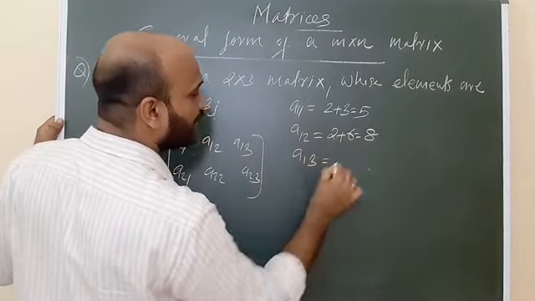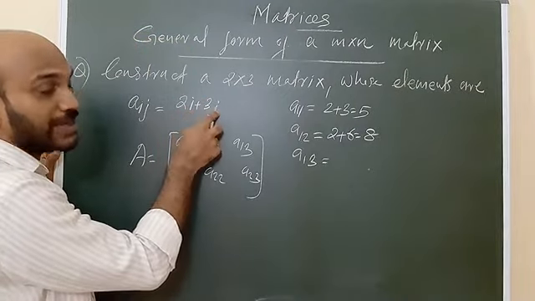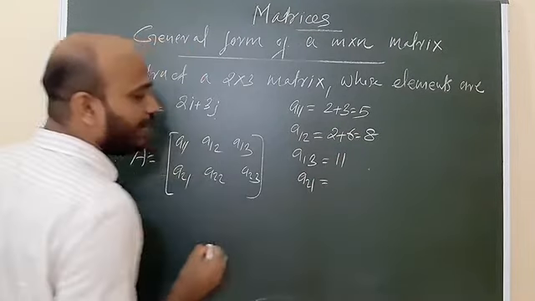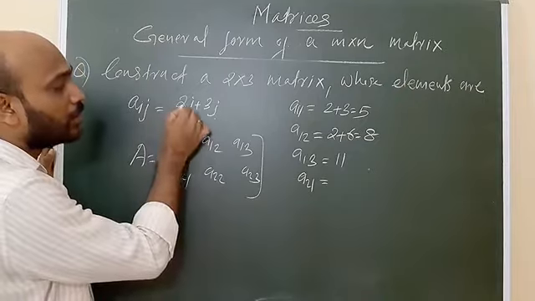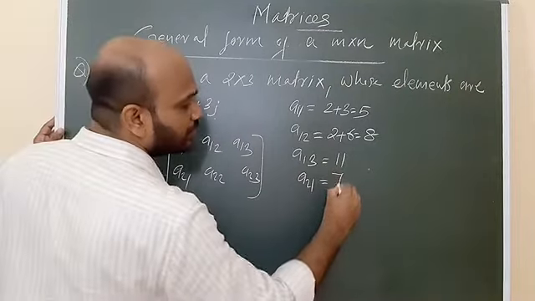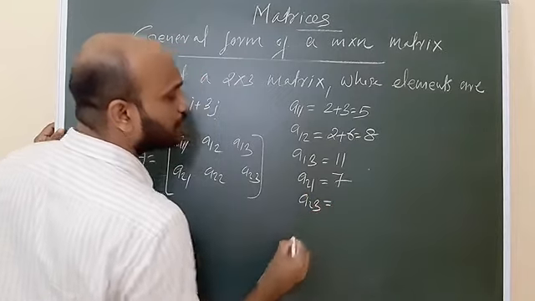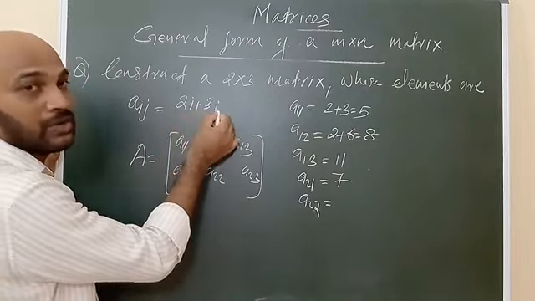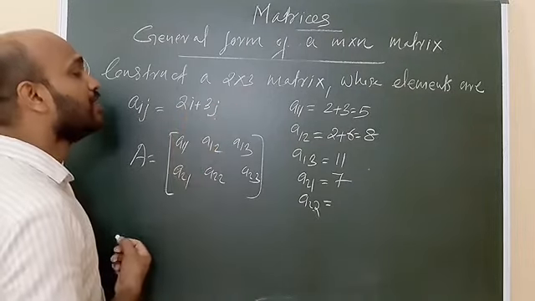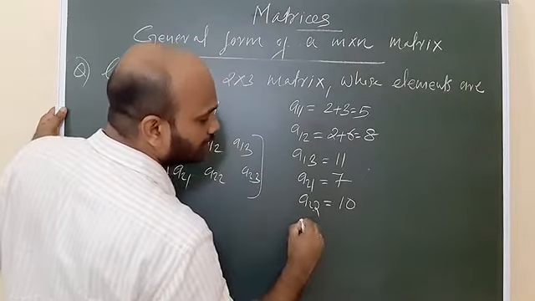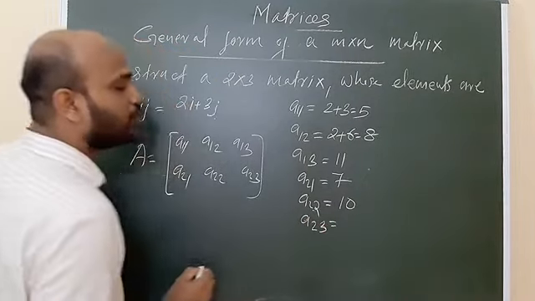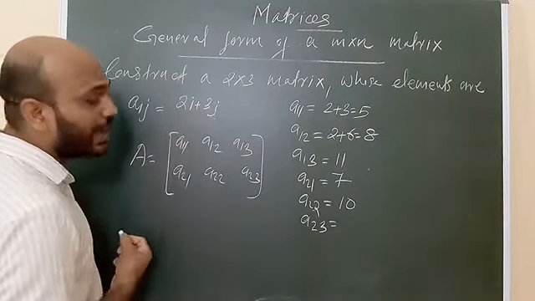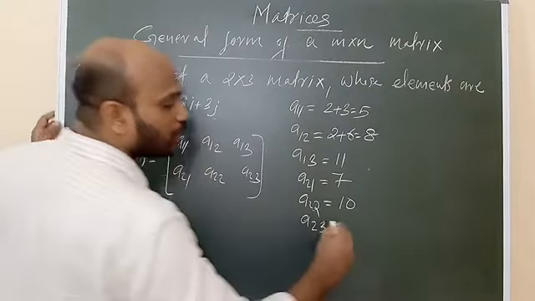Now A13 means 2 into 1 plus 3 into 3. 9 plus 2, 11. Now A21, i equal to 2 and j equal to 1. So 2 into 2, 4 plus 3 equal to 7. Now A22 means i equal to 2 and j equal to 2. So 2 into 2, 4 plus 6. 4 plus 6 equal to 10. Now the last element is A23, i equal to 2, j equal to 3. So 2 into 2, 4 plus 9, 3 into 3, 9. So 4 plus 9 equal to 13.